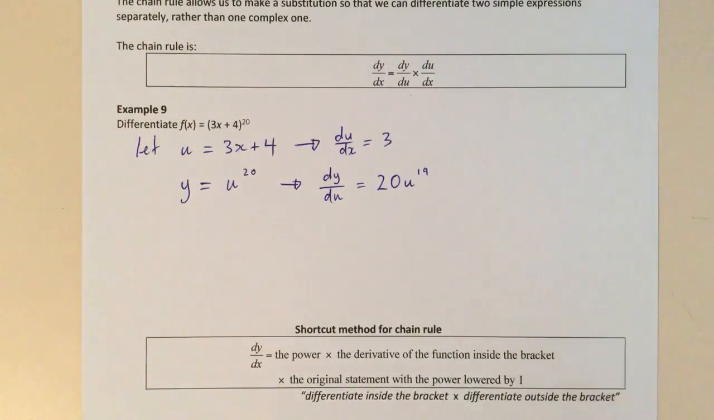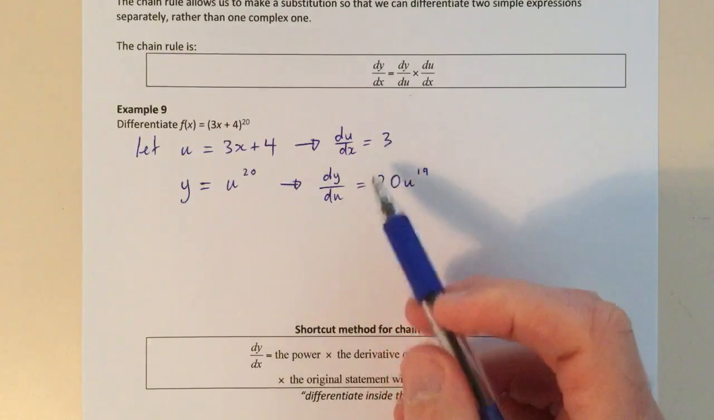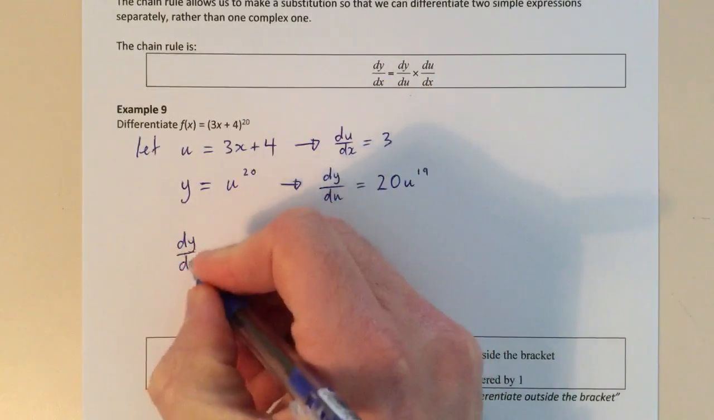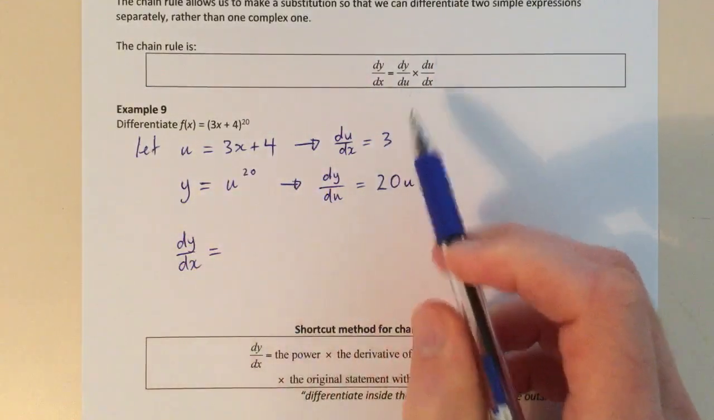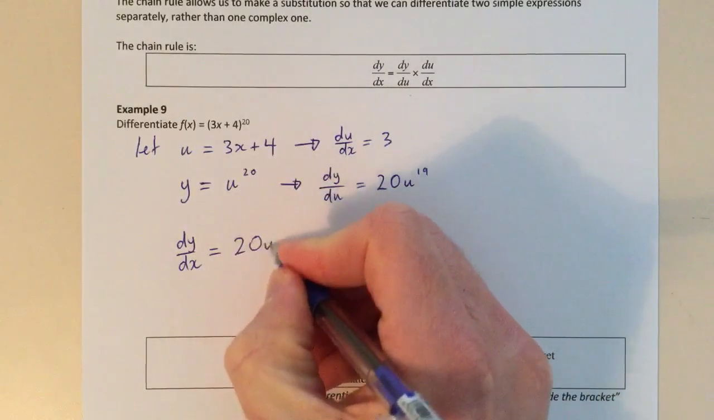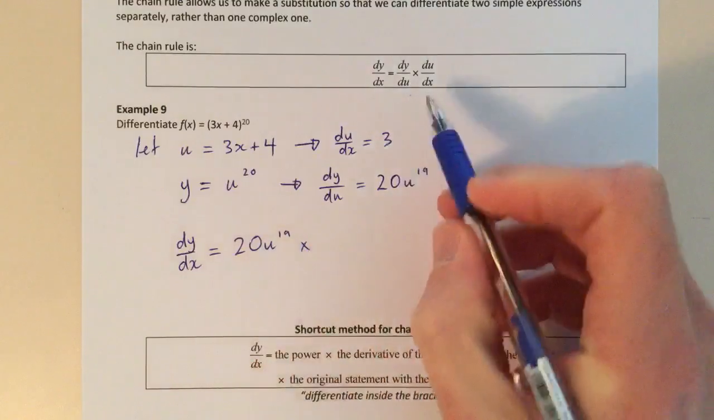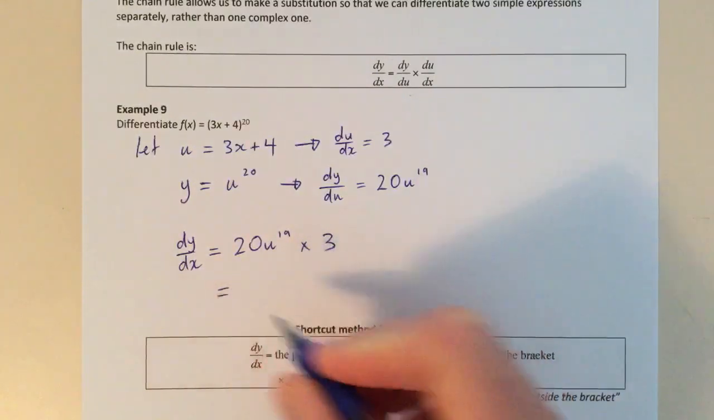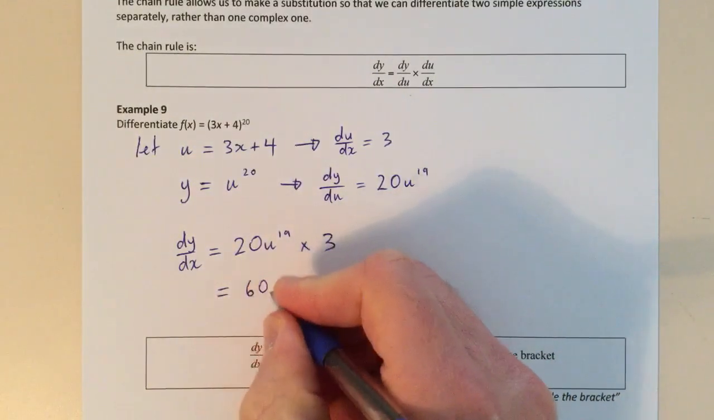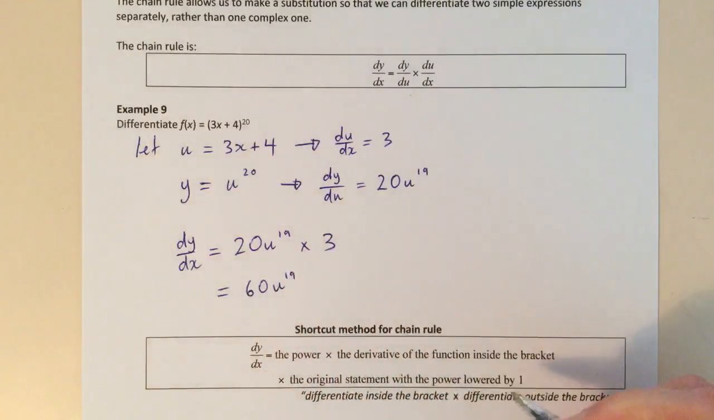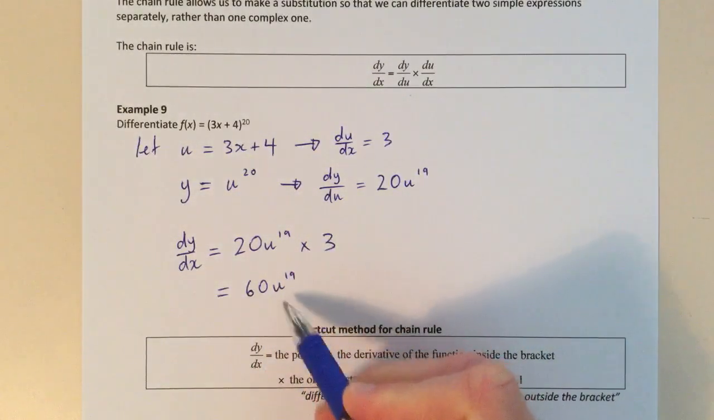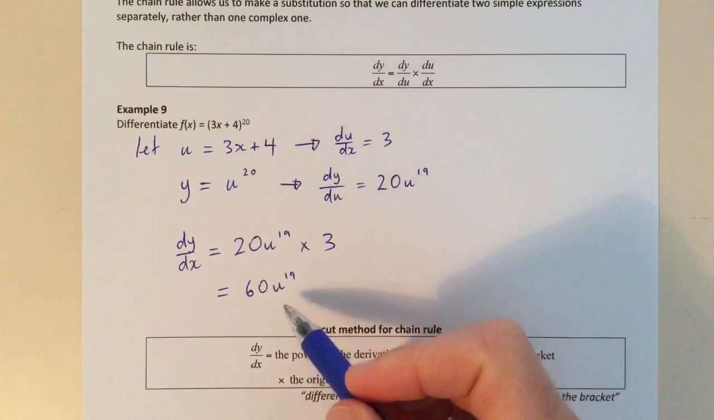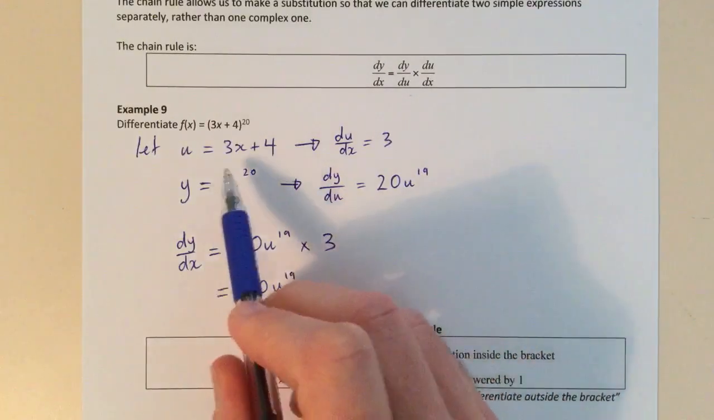Okay, so there's two things that differentiate really easily separately. The chain rule just says I've got to bring them back together. So dy dx is equal to dy du, so 20u to the power of 19, times du dx, which was 3. So that just equals, well, 20 times 3 is 60, so 60u to the power of 19. Except we just used u as this arbitrary substitution, so like you often have to do when you've made a substitution to make your life easier, at the end you've got to undo it, because u is actually equal to 3x plus 4.